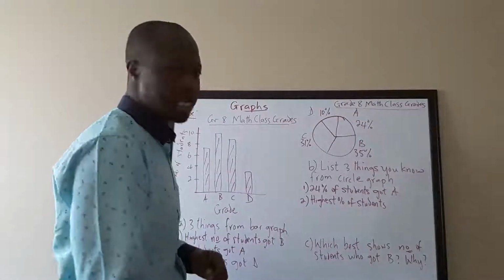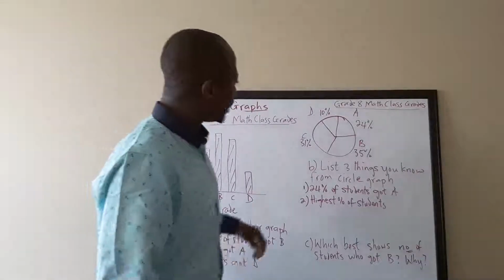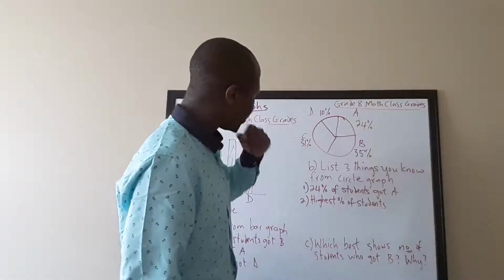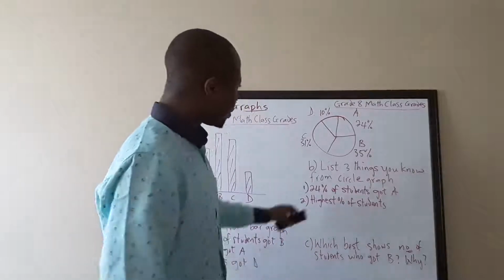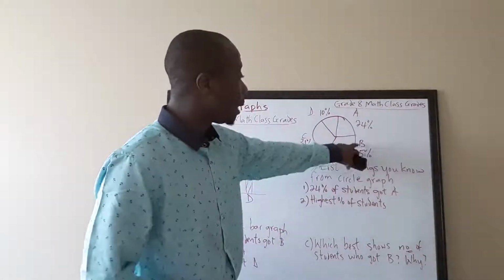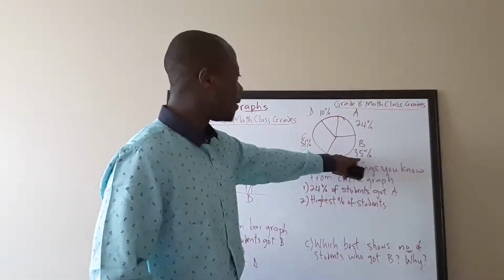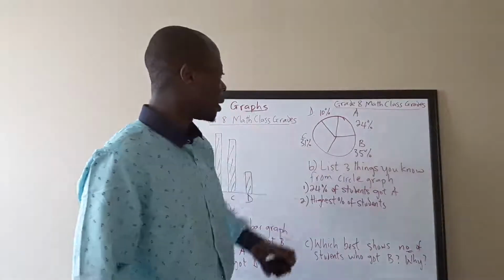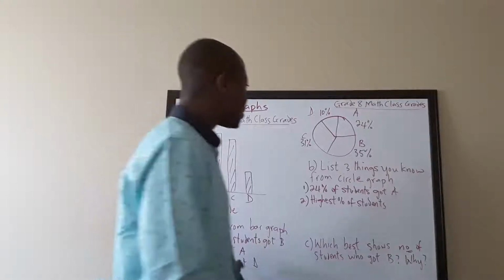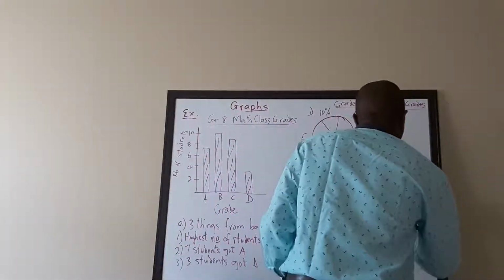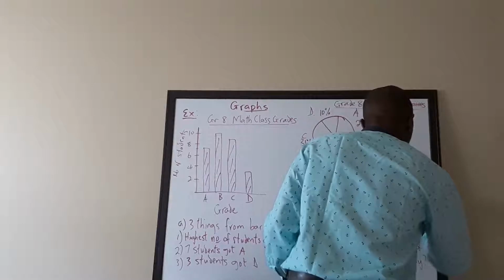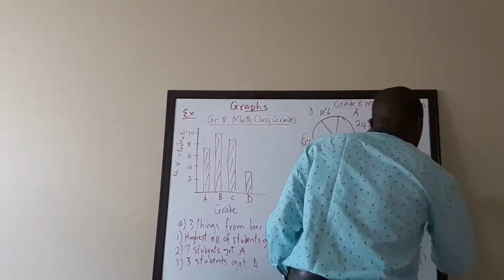Oh, I apologize, that's incorrect. I can show that actually the highest number of students got B because 35 is the biggest number. So 35 is slightly bigger than 31. So the highest number of students got B, and that is 35%.